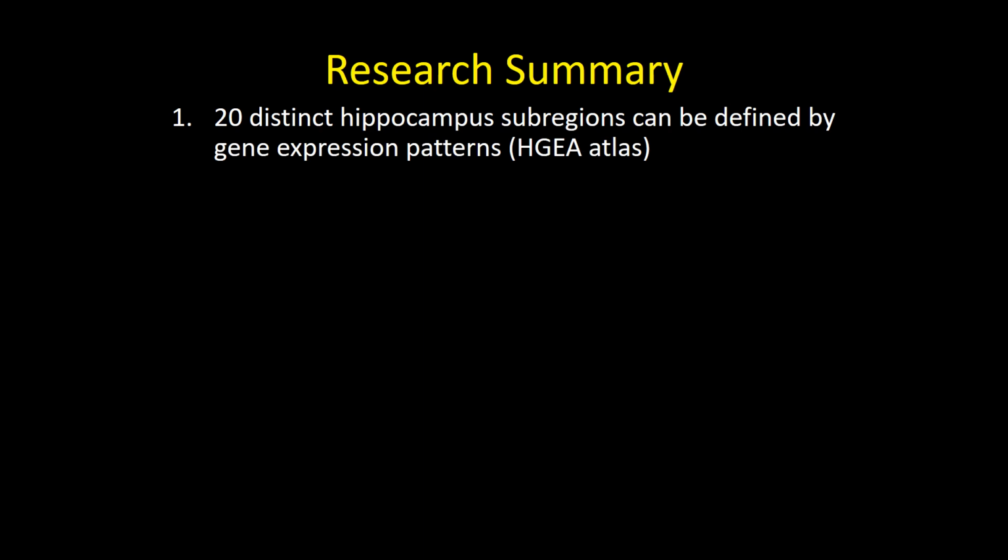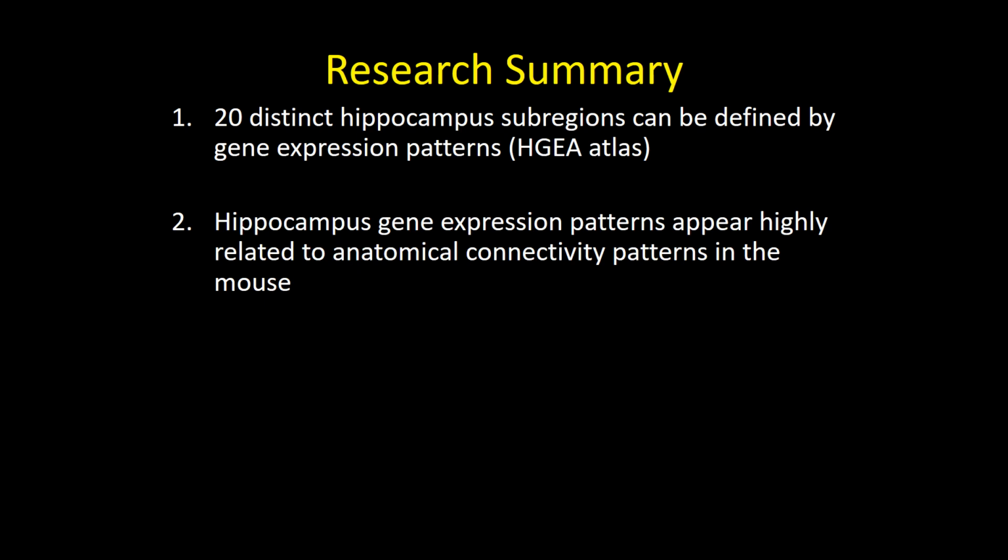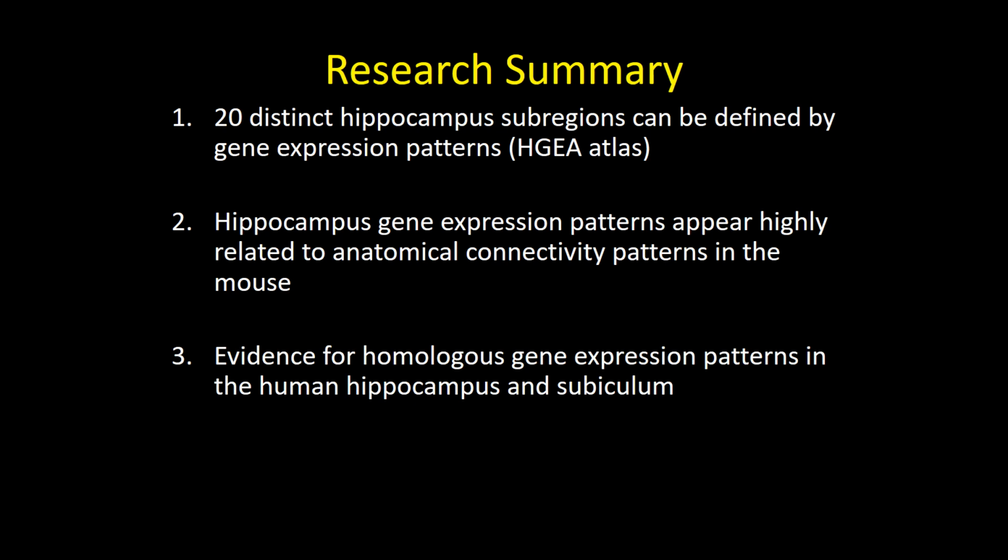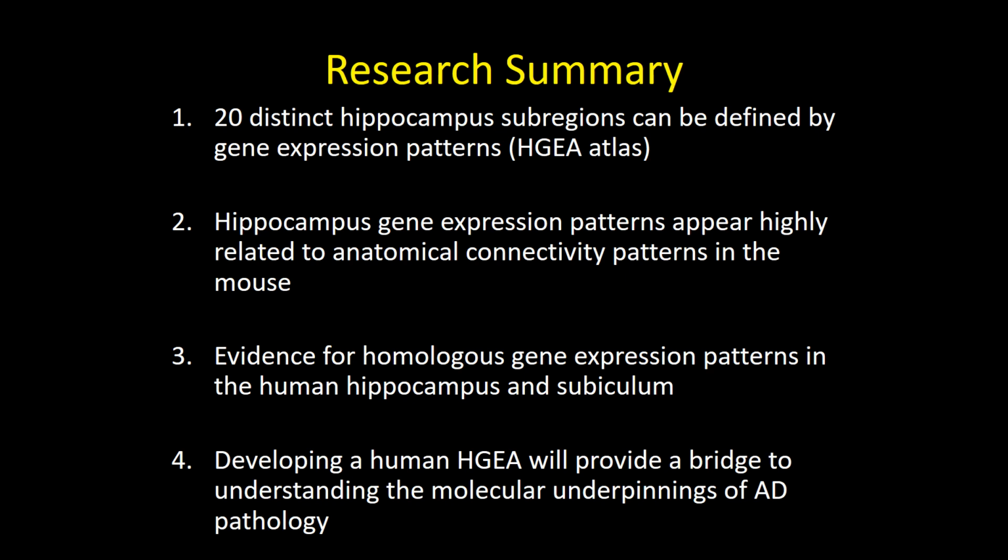So in summary, our research has shown that the hippocampus can be divided into as many as 20 molecular domains with a high degree of similarity between the gene expression and anatomical connectivity patterns. Our initial investigations into human hippocampus suggest that there is a homologous organization of gene expression, and this adds to our understanding of structural and functional homology between the mouse and human. Finally, we believe that developing a human hippocampus gene expression atlas will provide a critical bridge to understand the molecular underpinnings of Alzheimer's disease and help guide the translation of mouse research to human clinical development.